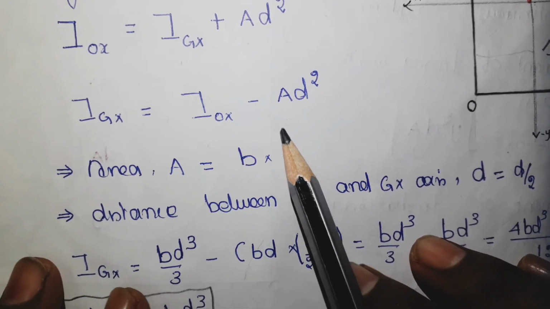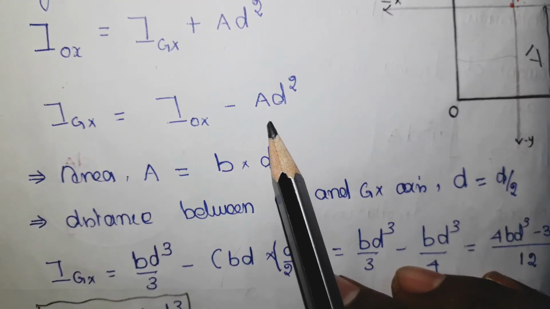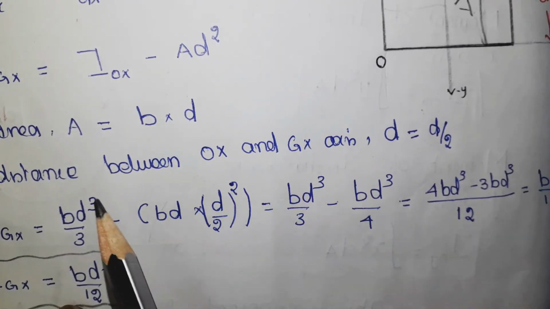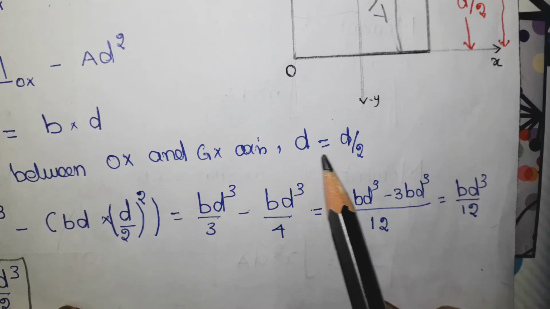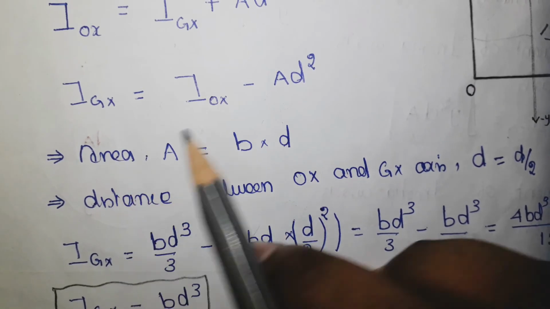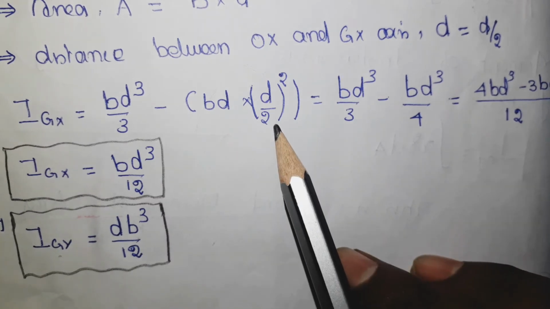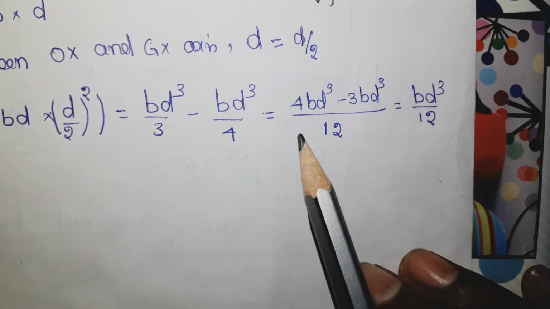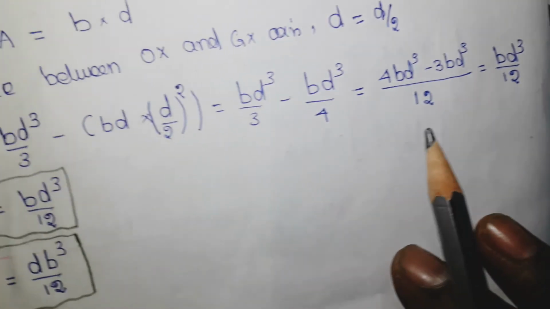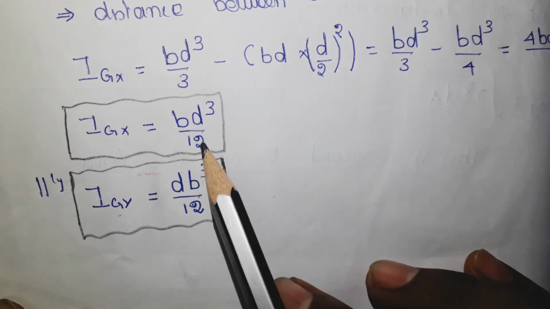Now I_ox we already derived, so here is the answer b d cube by 3, and A is nothing but the area of the rectangle, b into d, and d is y bar, the distance between the ox axis and the centroidal x axis, d equal to d by 2. After substituting these three values into the equation, it becomes b d cube by 3 minus b d into d by 2 the whole square, and simplification of this equation gives b d cube by 12. So this is the moment of inertia about the centroidal x-axis, b d cube by 12.